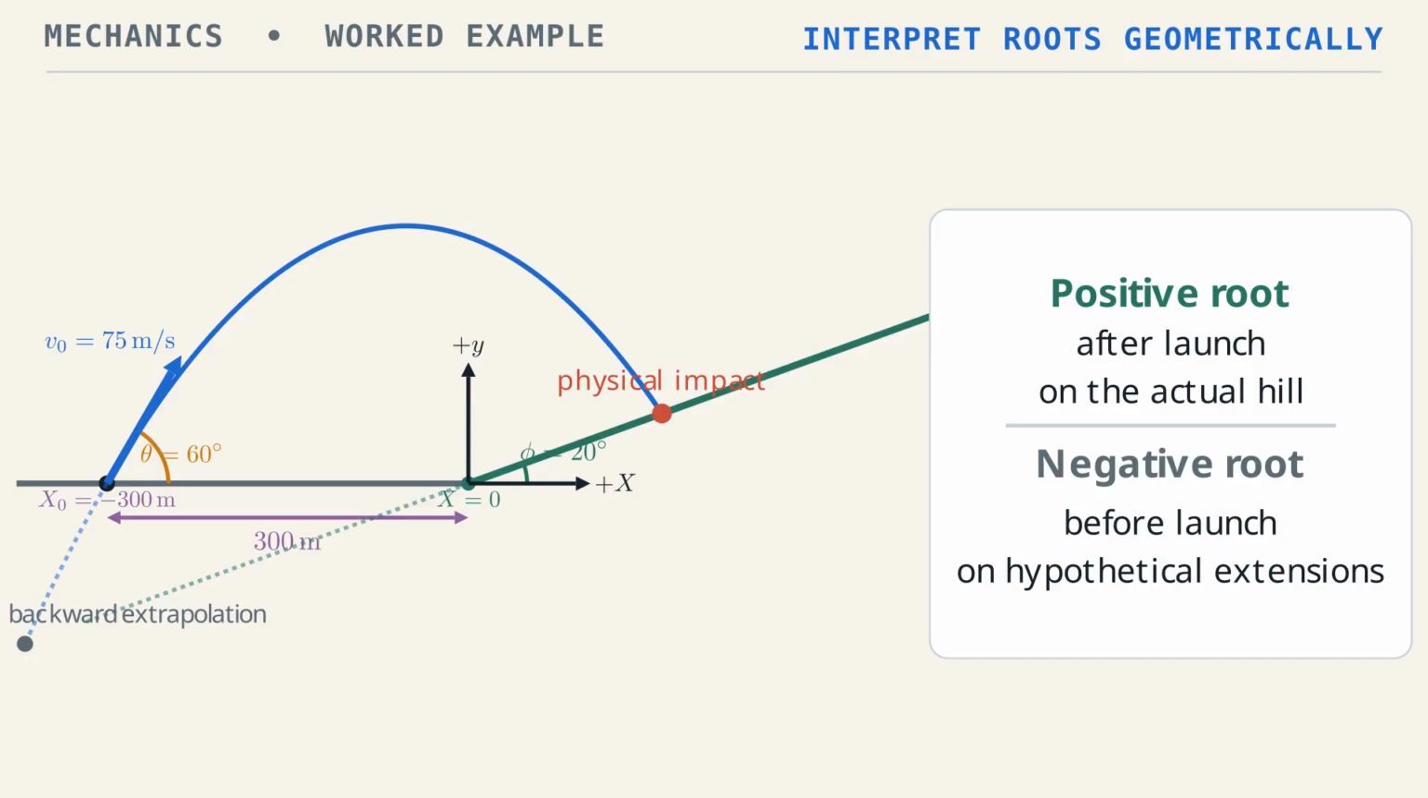The negative root can also be understood geometrically. If we extend both the parabola backward in time and the hill line through the flat ground, those hypothetical extensions intersect before the projectile was launched. The algebra reports that intersection because equations do not automatically know where the real hill begins or when the real motion begins. The model's domain tells us which solution to keep.